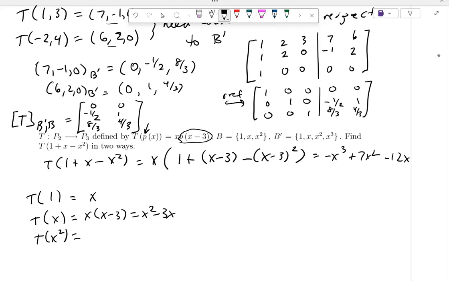The next one would be x times x minus 3 squared, which would give you x cubed minus 6x squared plus 9x. Again, take out the x, put in x minus 3 into the polynomial, and then multiply the result by x. That's what it says to do. Yes?